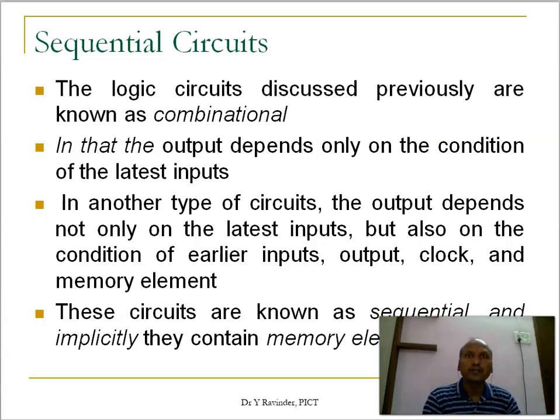A combinational circuit does not need to remember anything about the previous inputs or previous outputs, whereas a sequential circuit has to remember what the inputs were before, in the past, and also the outputs, and it should contain a memory. So this is the basic difference between a sequential circuit and a combinational circuit.